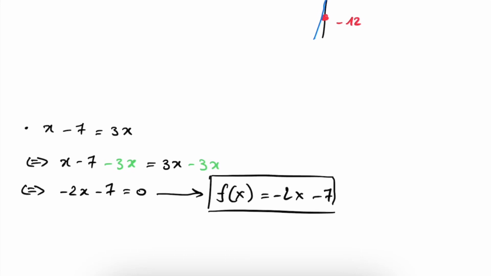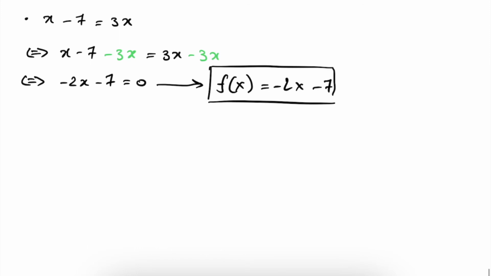And now we can do again the same as we did before. Our first point is where x is equal to 0, which is just equal to minus 2 times 0 minus 7, which is minus 7.